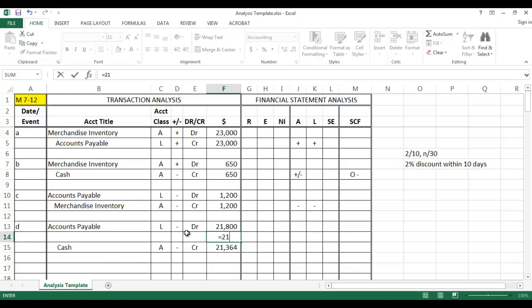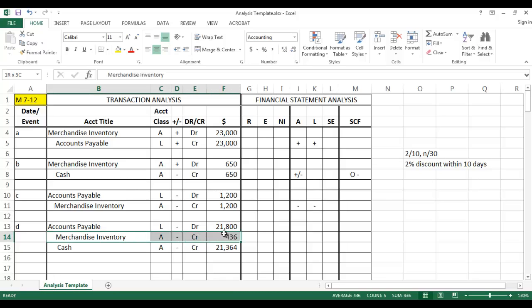Now the difference between the $21,800 and the $21,364 is that 2% discount of $436. Okay, I book that. That's a reduction to my merchandise inventory cost. I'm literally saying my inventory cost $436 less than what's sitting on the books because I took advantage of that purchase discount. I don't expense anything here. I don't use any contra account like I do with my sales discounts. I take that cost directly off the inventory cost. And again, that $436 is the 2% discount on the $21,800 that I owed them.